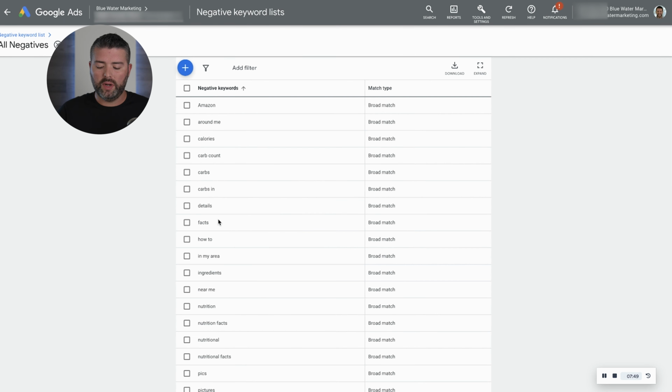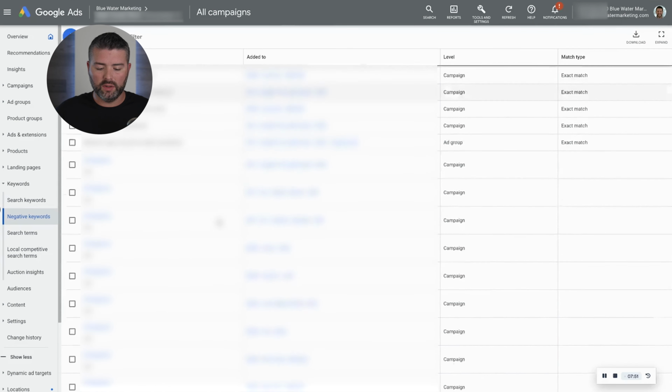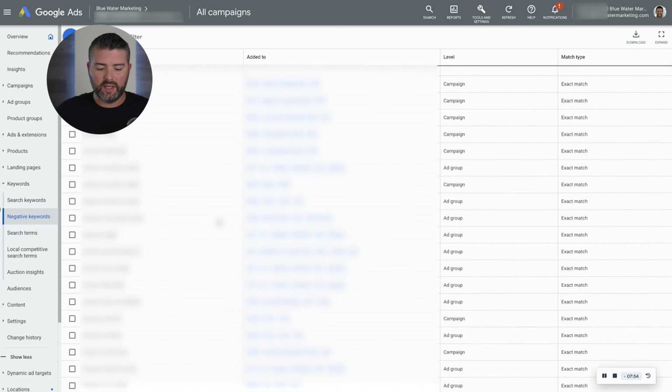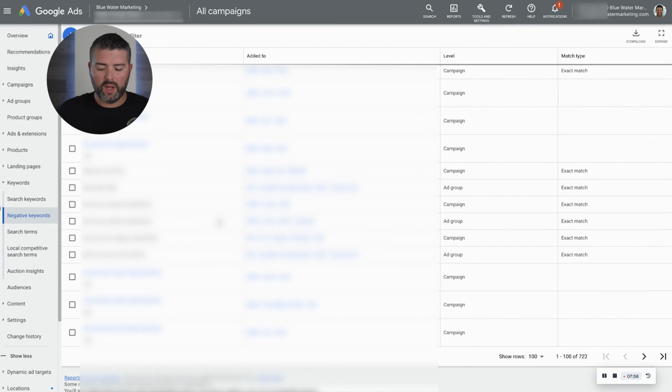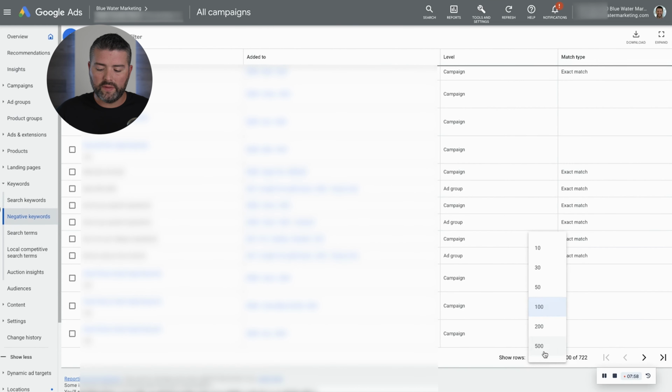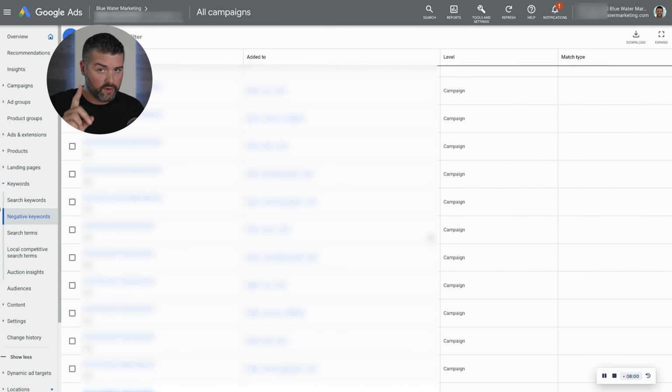So we uploaded 20 different keyword lists, and you can see these keywords just continue to go and go and go. We have a total of 722 within the first 22 days to ensure that our ads are appearing for the search terms that we want them to appear for.